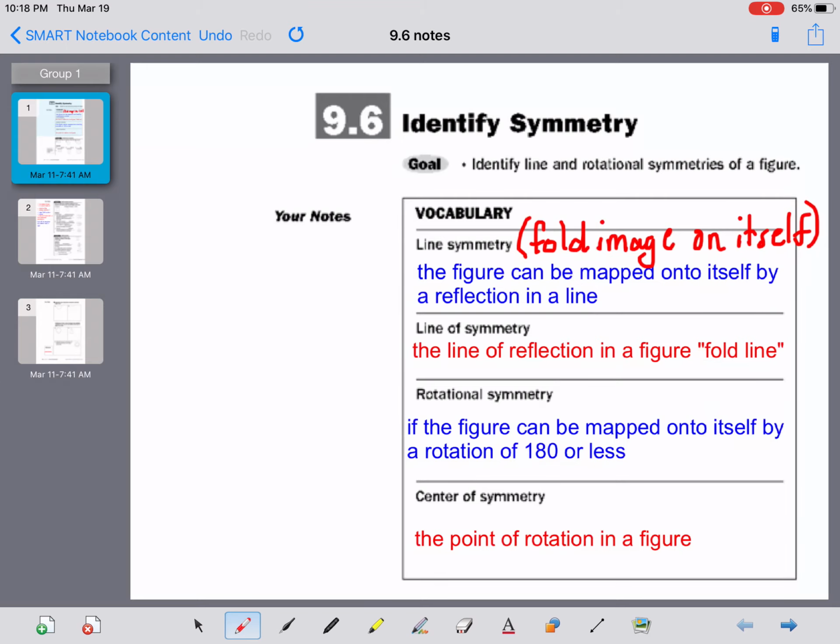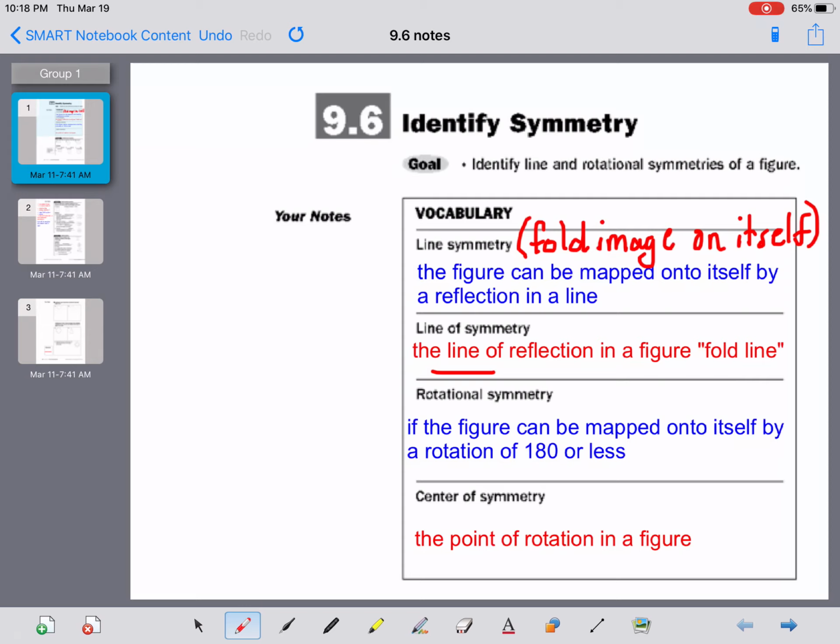You were probably familiar with this when you were in kindergarten or younger grades, when you would make that butterfly and you would want it to look identical on both sides, or maybe you folded your paper in half and drew half a heart and you cut it out that way. So your line of symmetry would be that line of reflection in a figure, or the fold line. So if you did your heart or your butterfly, that would be that line down the center.